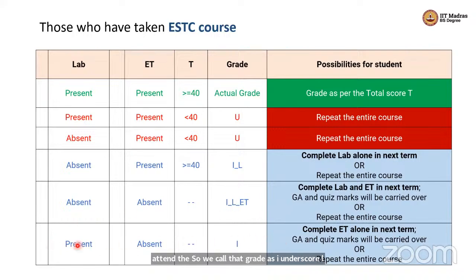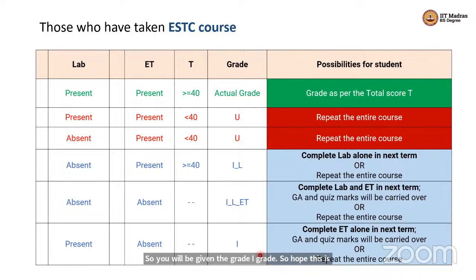What is the last part in this incomplete portion? You are present for the lab, but you are absent for the end term. In that case, what is the option that you have? You can complete the end term alone in the next term. So you will be given the I grade. So hope this is clear.